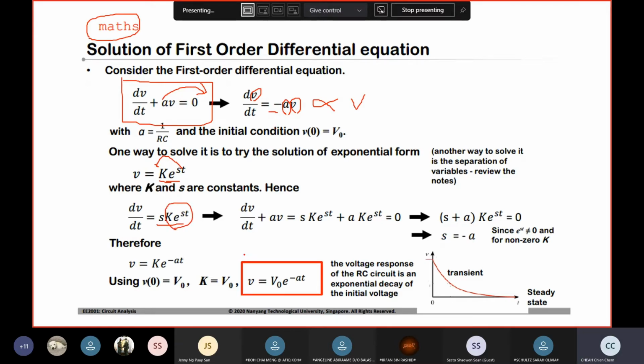Okay, you put it into this differential equation. This whole thing put into here, this is what you get. And V is equal to K e^(St). Put it into here, you get A multiplied by V. So this is my V, and this is my dV/dt.